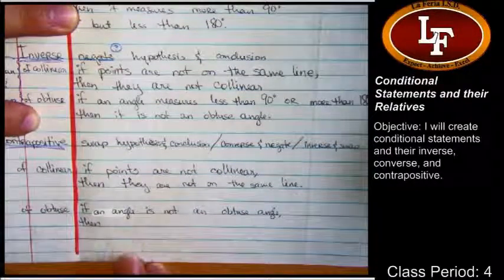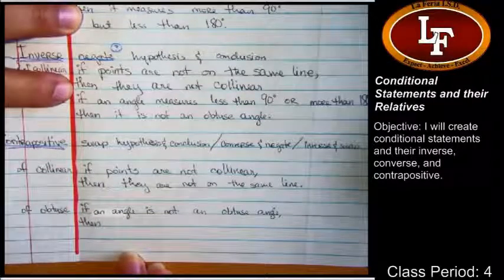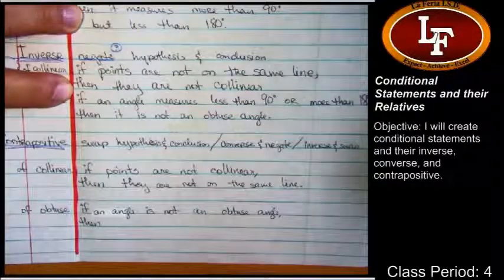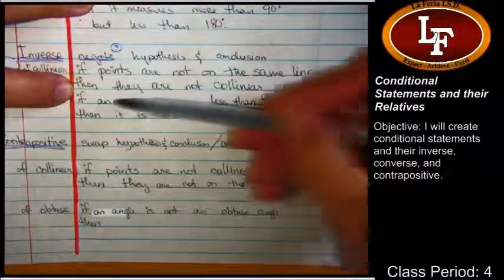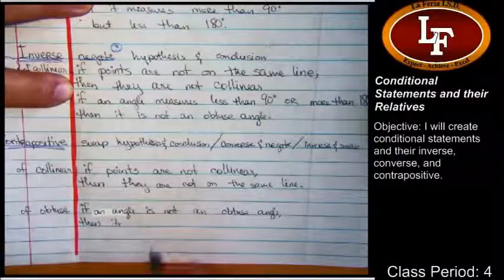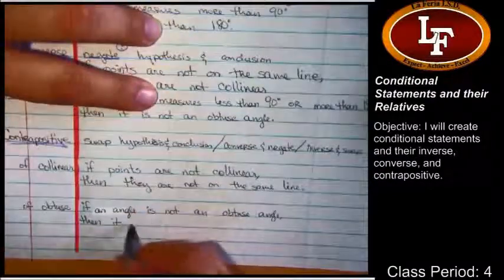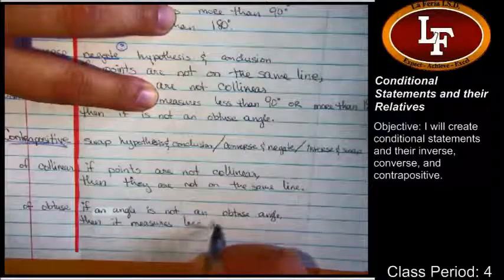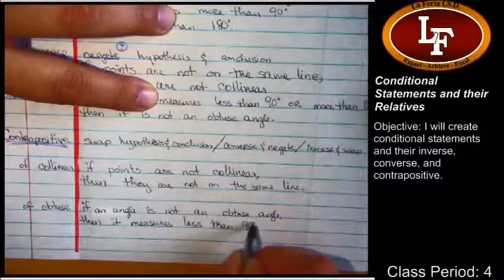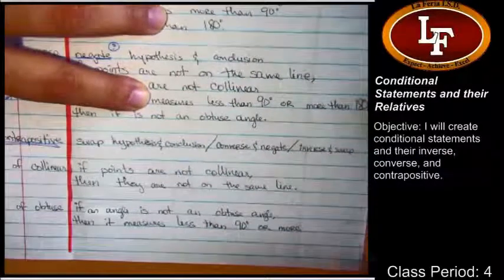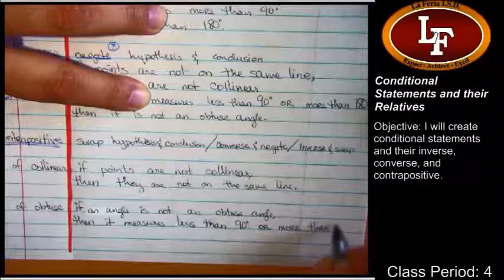then it measures less than 90 or, right? You're grabbing the conclusion, the hypothesis from this one. Then it measures less than 90 degrees or more than 180 degrees.